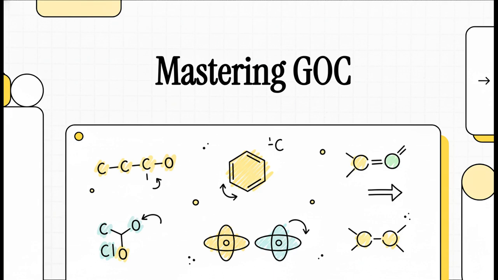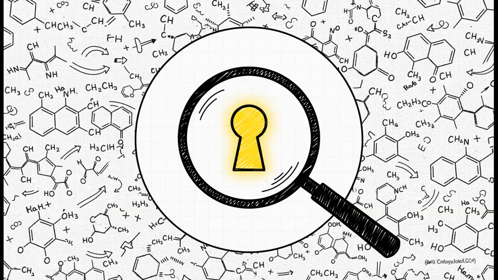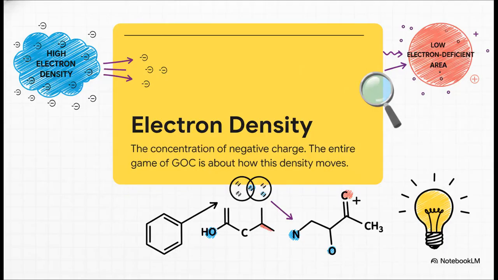Let's jump in. You ever feel like you're just trying to memorize 1,000 different reactions and none of them seem connected? Yeah, you're not alone. So many students say GOC is one of the toughest parts of chemistry, and honestly, I get it. But here's the secret. What if the entire, massive, complex world of organic reactions, all that pushing and pulling of atoms, is really just governed by one single fundamental concept? And that concept, it's electron density.